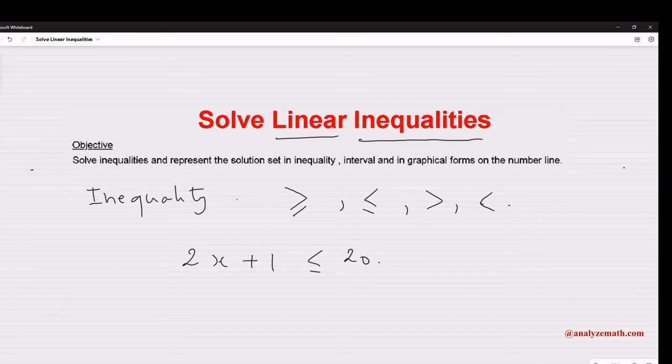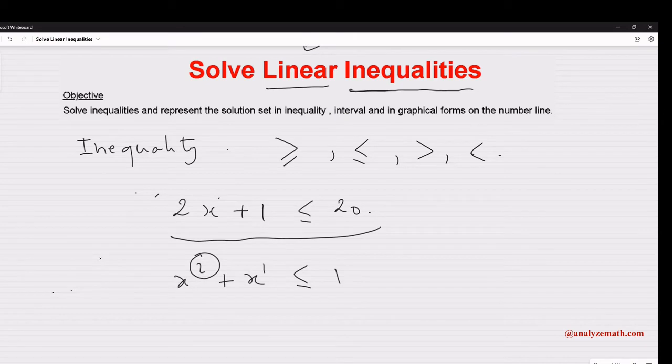Now, the word linear, what does it mean? It means that the unknown, the x, has maximum power 1. So this is a linear inequality. This is not a linear inequality because x has power 2, although there is an x here with the power 1. The objective is to solve inequalities and represent the solution set as an inequality, or an interval, or in graphical form using the number line.